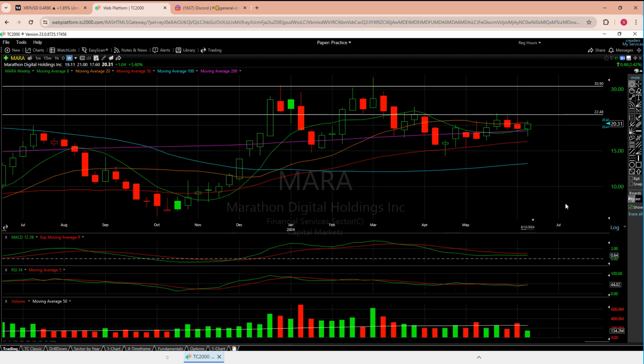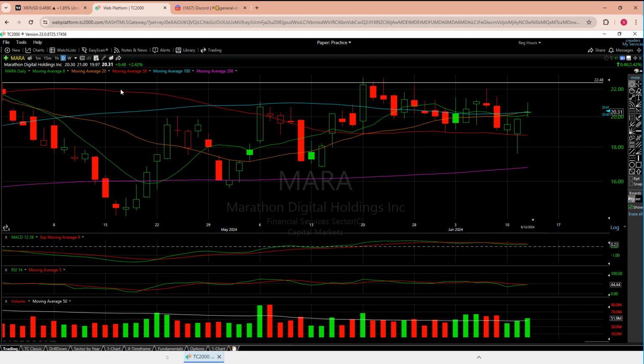Where are we on the weekly here? It's the same exact story, and it's actually been the story for a full 2 weeks now. We've been living in these 4 lines. It's now starting to live in these 3 lines, but the daily and the weekly has too many moving averages. It's just stuck in these lines and it's very difficult to trade.